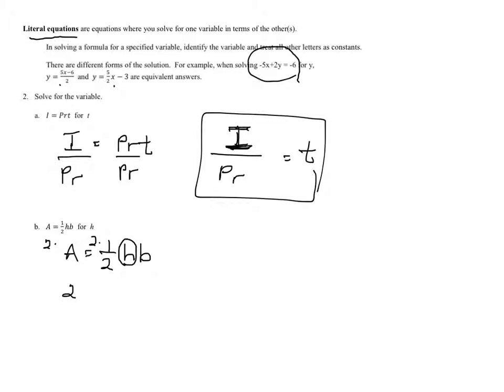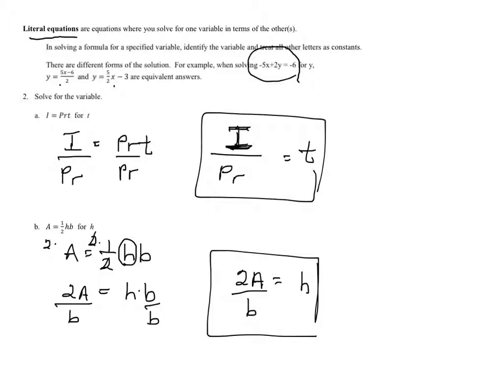Well, then this will become 2a on the left-hand side, and look at how cute these little 2's cancel, and we get hb. Now we're going to divide both sides by b because I want to get rid of it, and these are connected by multiplication, so I'm going to divide by b. So we get 2a over b is equal to h. There it is.